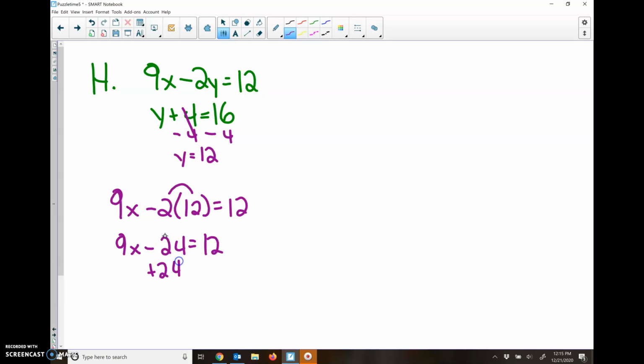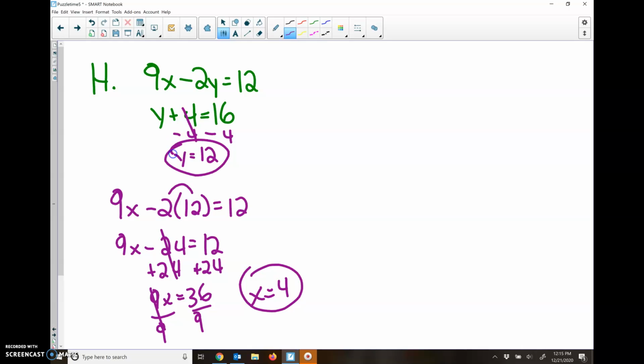And since it's a minus 24, I'm going to add 24 to each side. I get 9x equals 36. Divide both sides by 9. So you get x equals 4. So two answers: x is 4, y is 12.